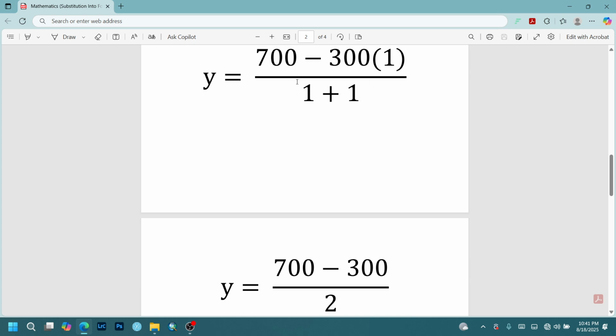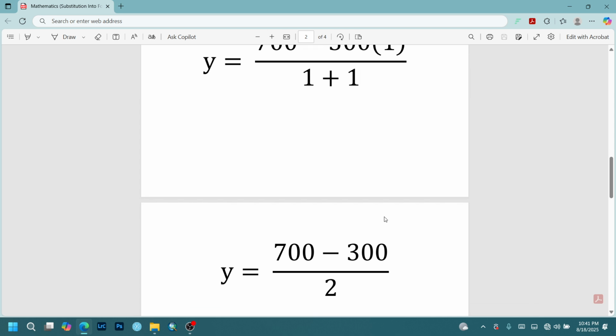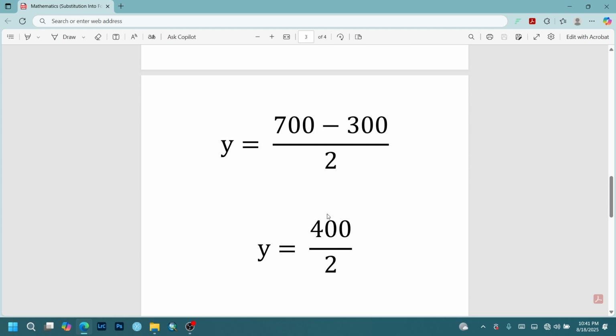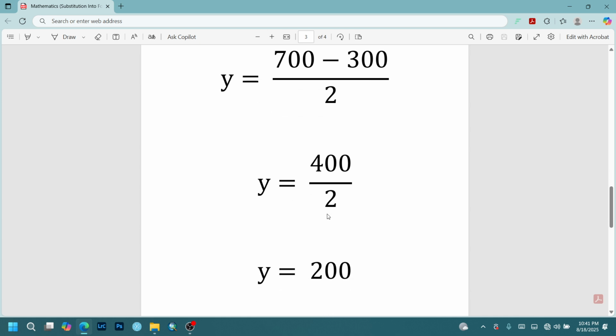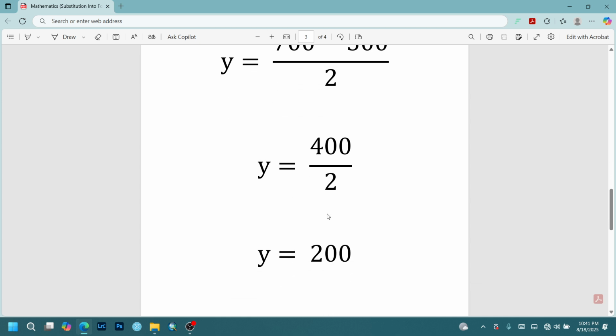So we are going to have our y to be 700 minus 300 and 1 plus 1 is 2. So we are going to have our y to be 700 minus 300 over 2. So we are going to have our y to be 400 over 2, which is 200. So our y is 200, right?